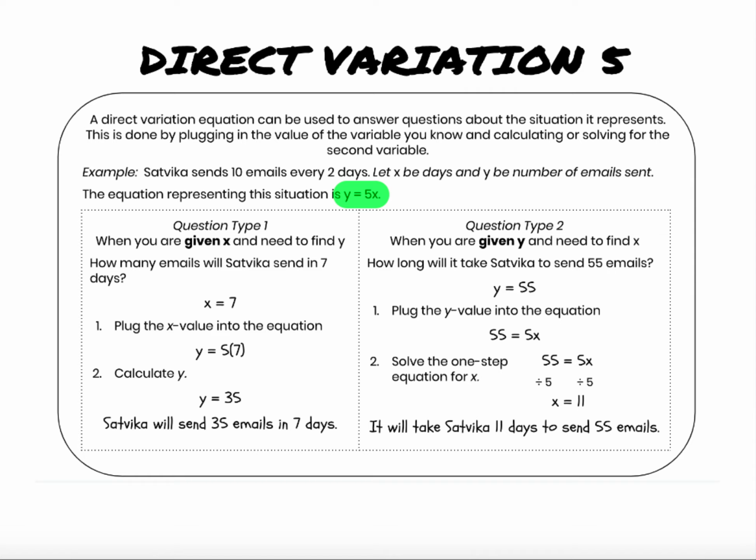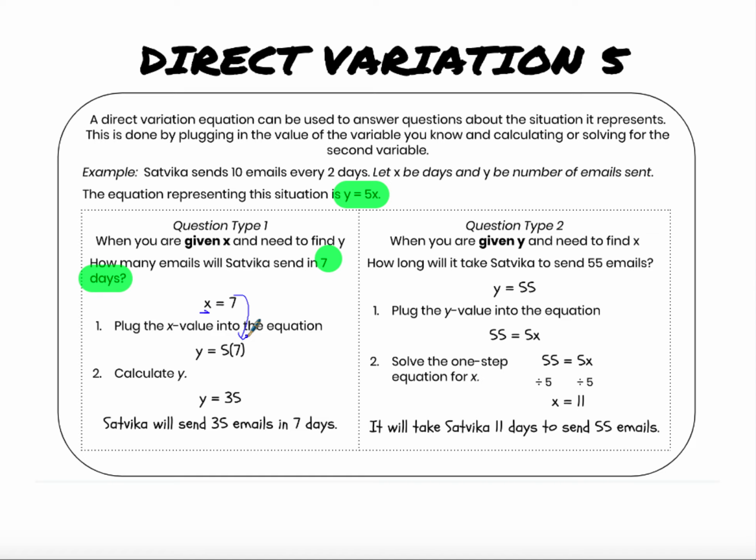Now I'm going to use that equation for both types of situations, and in the first question type, we are given x and need to find y. So we're asked how many emails will Satvika send in 7 days? The key words here are 7 days, so we know that we are given our x value. x is 7 because we're given the information 7 days and x represents days. So when I'm given x, all I need to do is plug that value into my equation for my x. So y equals 5 times 7, which is 35. That tells me that after 7 days, Satvika will be sending 35 emails.